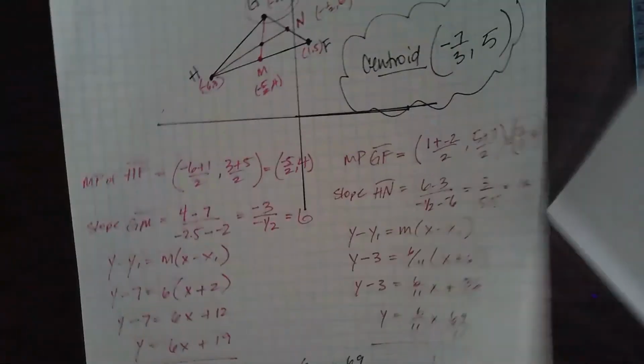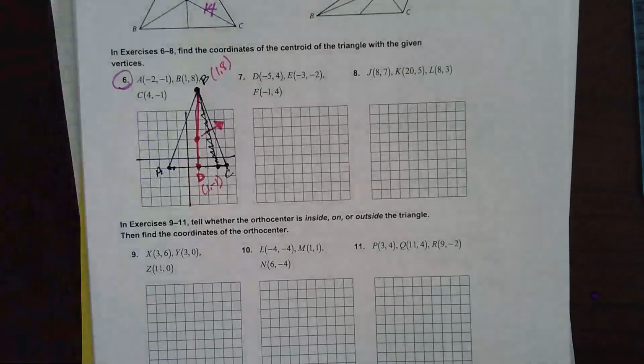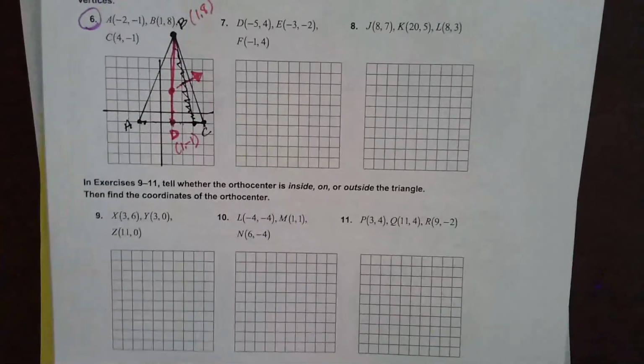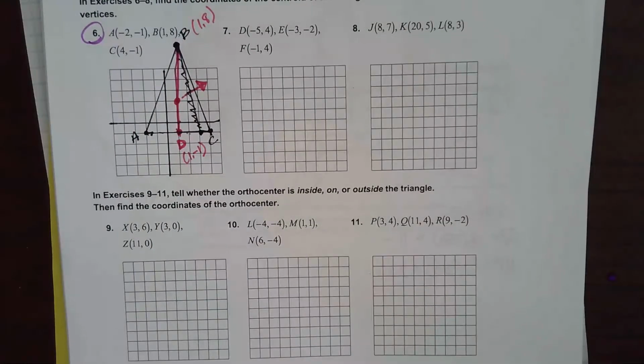All right, let's now go back to our student journal. So we're back to page 178, and let's look at number 9. Now we're going to talk about the orthocenter on the inside or outside of the triangle, and find the coordinates.